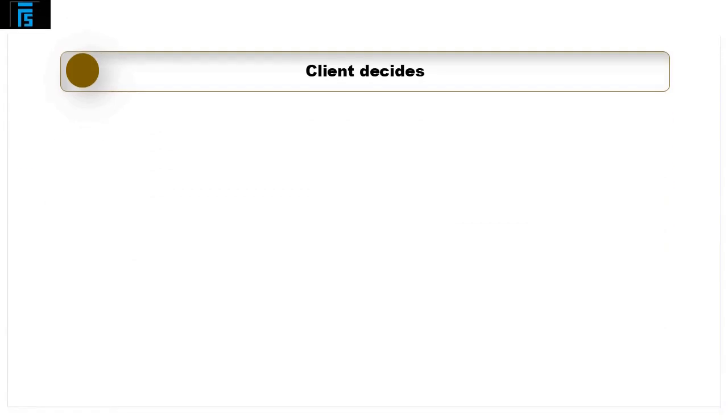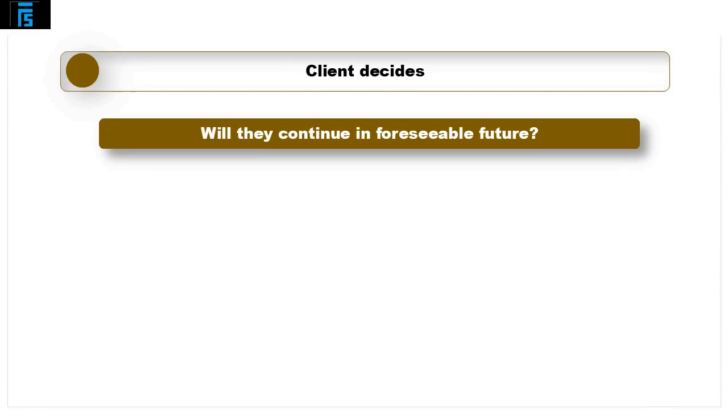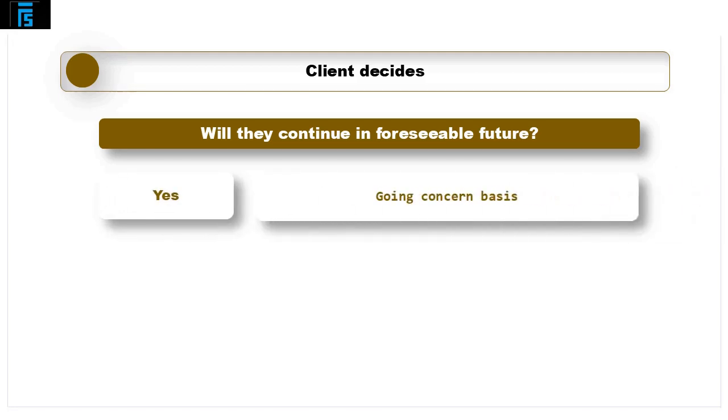The entity must decide when preparing their accounts whether they believe they will continue to trade in the foreseeable future, for example within the next 1 to 2 years. Based on their decision, the format of the financial statements will change. If yes, then they will prepare their financial statements using the normal or going concern basis. This is how we see most financial statements being prepared.